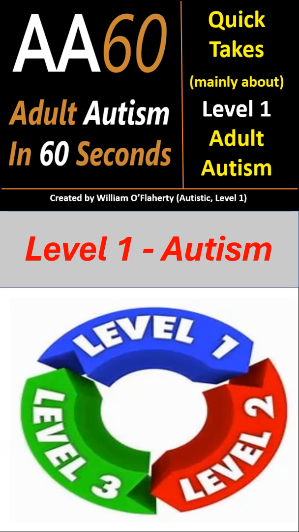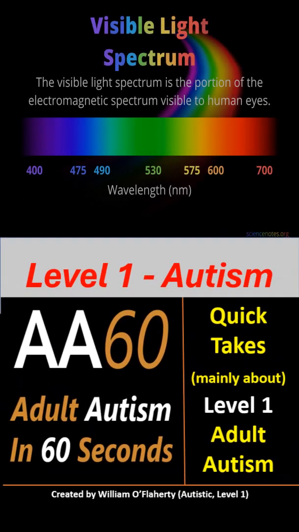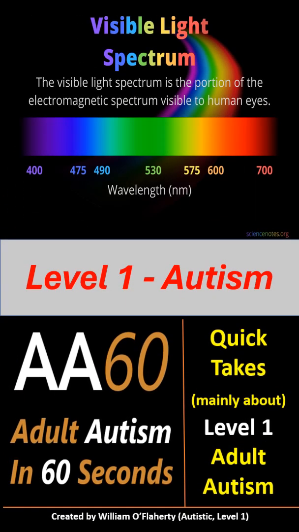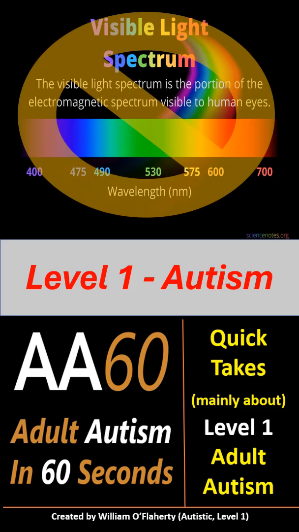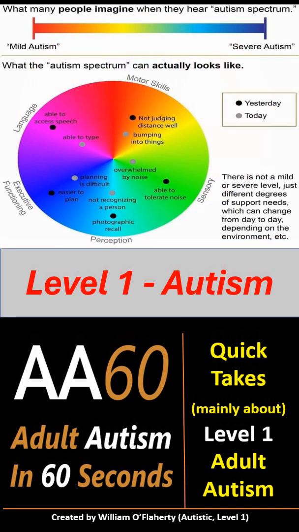ASD Level 1 is the first of three possible categories a child or adult can be diagnosed on the spectrum. What's meant by spectrum? Most think it's similar to the visible light spectrum, but it's not. Instead, viewing it as needing different degrees of support is more accurate. So words like mild, low, or high functioning are generally not preferred.